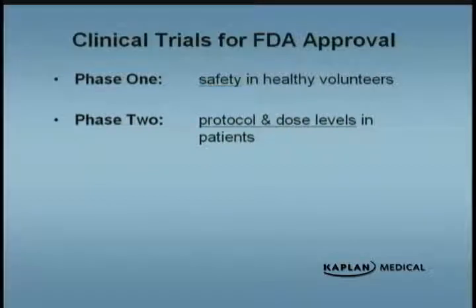Phase 2. A phase 2 clinical trial, importantly, is the first time we're actually giving the drug to real patients. Now we're moving away from healthy volunteers to actual people with the disease who might generate some benefit from that particular drug. We're going to get some tangential information about efficacy in a phase 2 clinical trial, but the main purpose here is to get a sense of protocol and dose levels. Simply, how should we give the drug? How often should we give it? How much should we give?